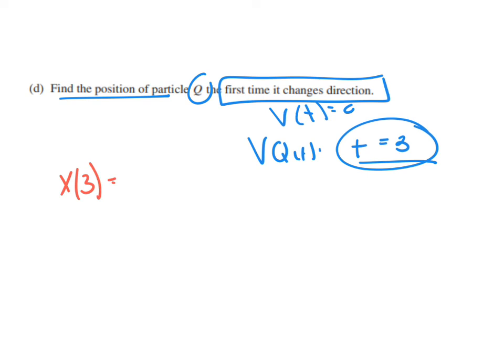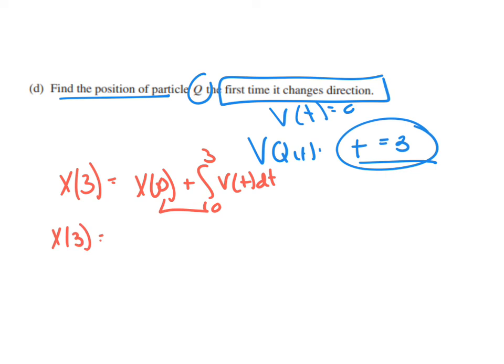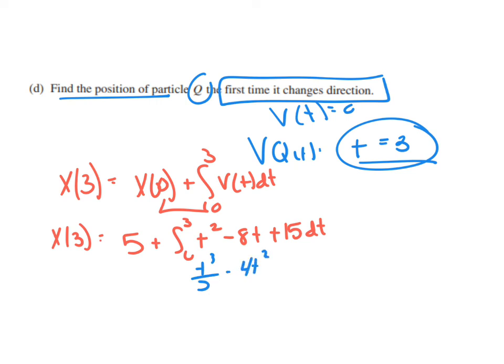Find the position at 3. Always start with your initial condition, which they gave you. The position at 0 plus the integral. These are going to be the same, 0 to 3. If I want position, I'm integrating velocity. So now I'll just carefully plug everything in. The position at 0 was 5 plus the integral from 0 to 3 of the velocity, which was t squared minus 8t plus 15 dt. And just run through the order here. We get t cubed over 3 minus 8t squared over 2 would be 4t squared plus 15t from 0 to 3. So I have 5 plus that.